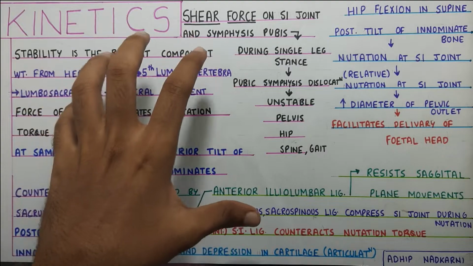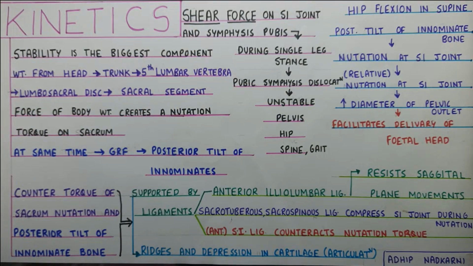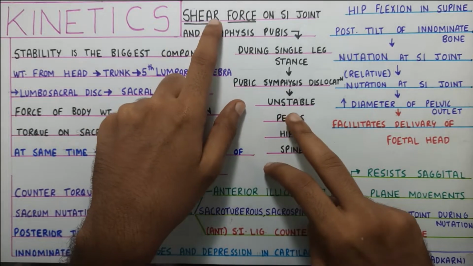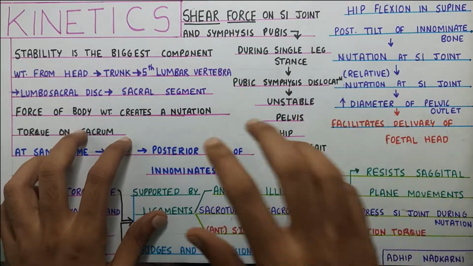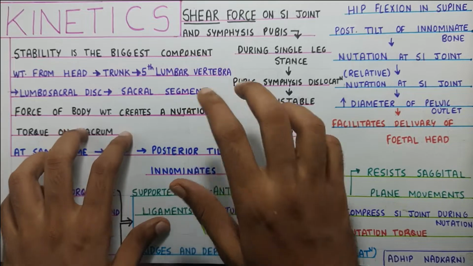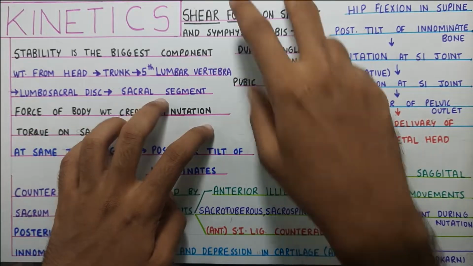Now coming to the main topic, the kinetics. The kinetics can be largely divided into two forces that we mostly see: the shear force, and then the torque or the turning force that is present at the SI joint, okay? So starting with the shear force, because it's a small part.